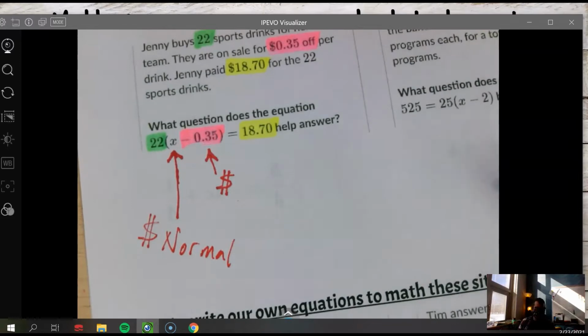So look at the next problem. See if you can tell me what the X represents there. I'm going to come around with wipes because we're short on time.